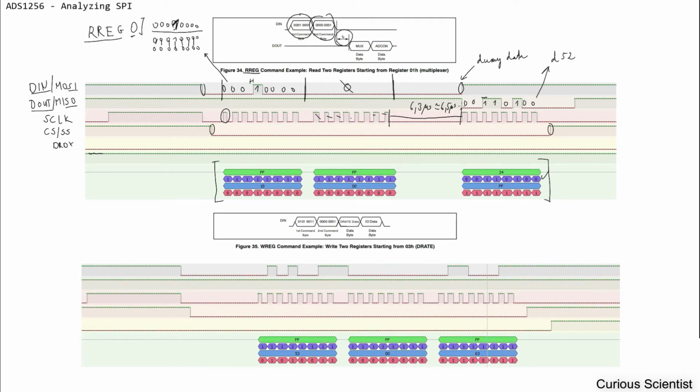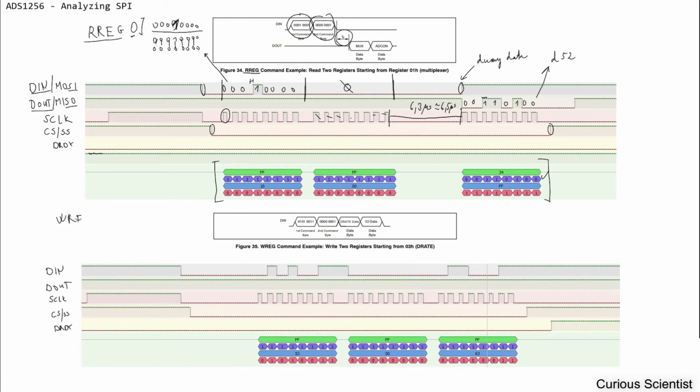So now let's jump to the writing part of the register. So let's write down the legs. So this is data in and data out, and then we have the clocking sequence here, and then chip select or slave select, and then here we have the data ready. So again, I write down the command that we want.